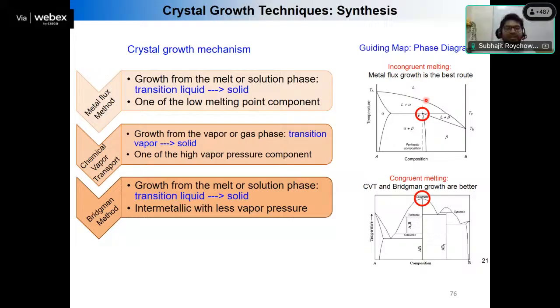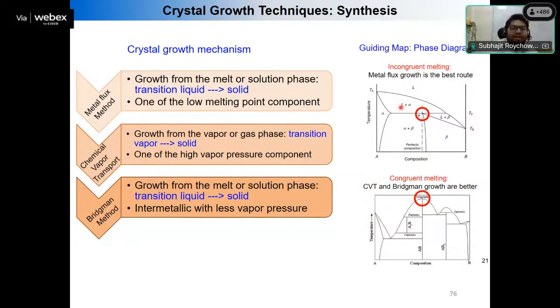So first, the phase diagram can be incongruently melting. That means if we go to the liquid state and come back to the solid state, you will not get the proper phase of your ideal compound. You will get a mixture of phases. In another case, if we move from liquid to solid, you will get the phase of your composition. That we call congruent melting.